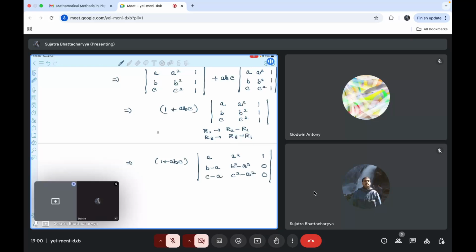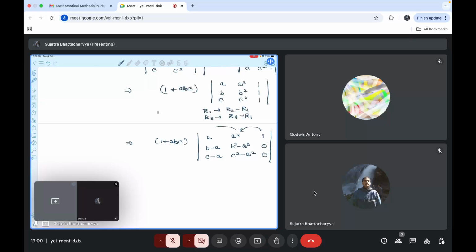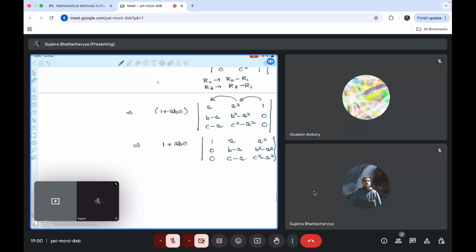Okay, so what you can do is that you can exchange it twice. So this here and then this here. So twice row changing or twice column changing will not impact the determinant. So you can write this 1, 0, 0. It's essentially the same thing. A, B minus A, C minus A, and A square, B square minus A square, C square minus A square. All right, this you can do.